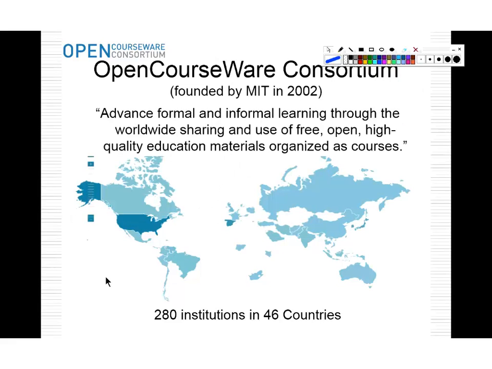So the OpenCourseWare Consortium, which is the parent organization of mine, got started originally about a decade ago at MIT, and they remain a sustaining member, but it is now a worldwide consortium with over 280 institutions in 46 countries. And the mission is advancing formal and informal learning through the worldwide sharing and use of free, open, high-quality education materials organized as courses.